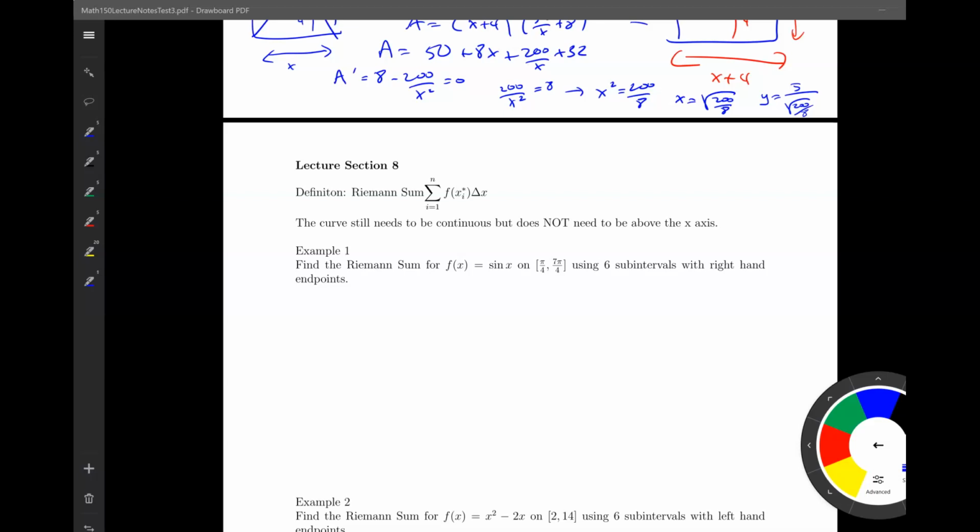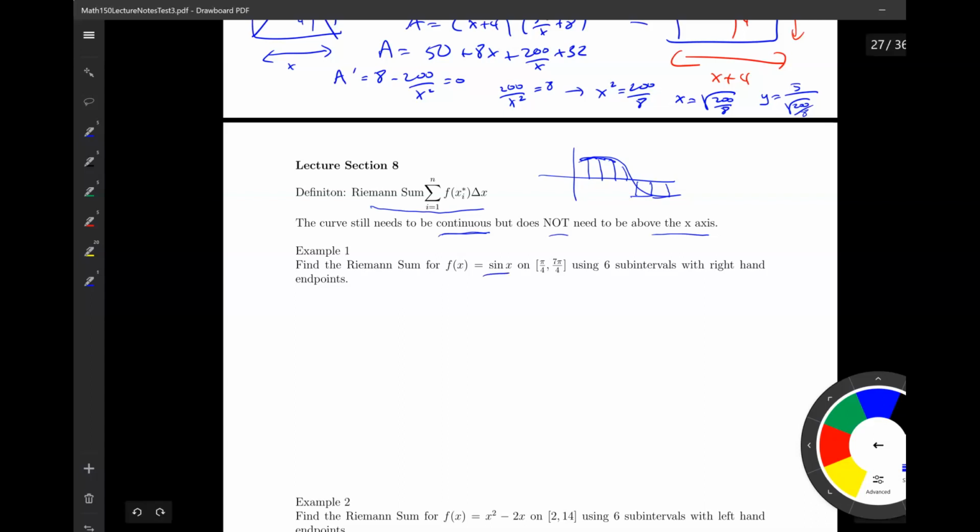All right, so we're going to look at some more details about this Riemann sum. The function does need to be continuous because remember, I'm building rectangles, so it has to be a function that I can build the rectangles to, but the function does not need to be above the x-axis. Sometimes I can build rectangles below the x-axis. So let's see what that means.